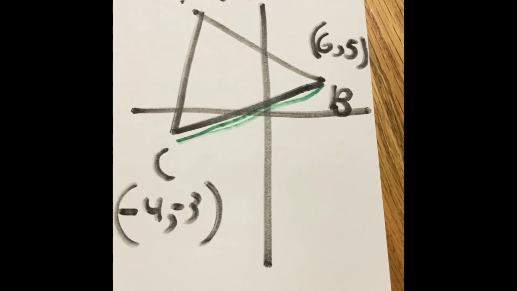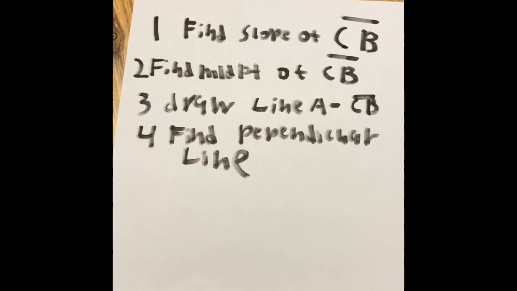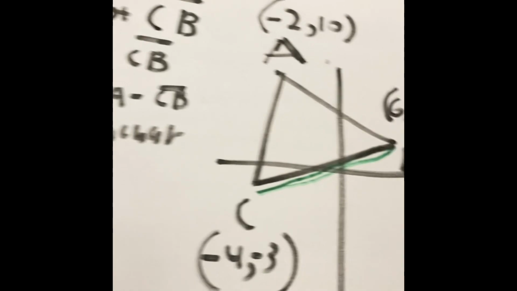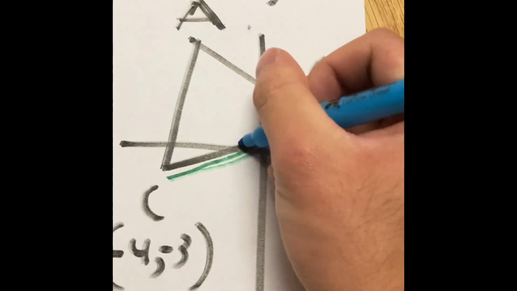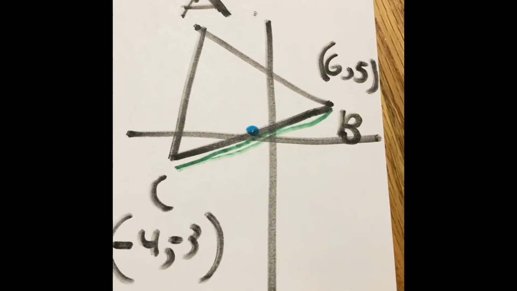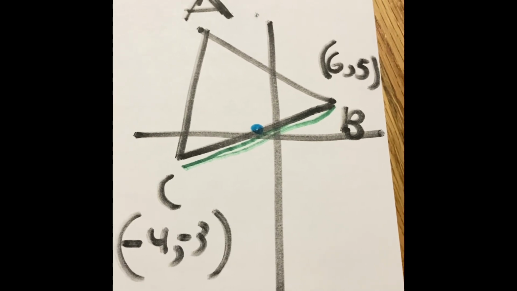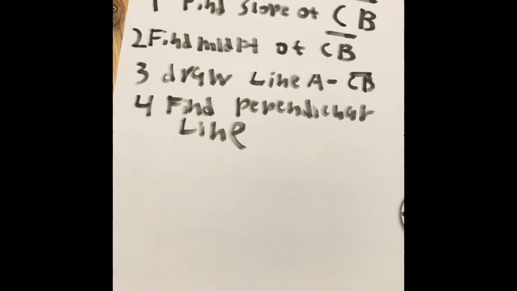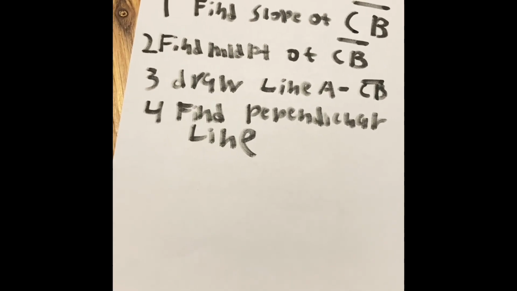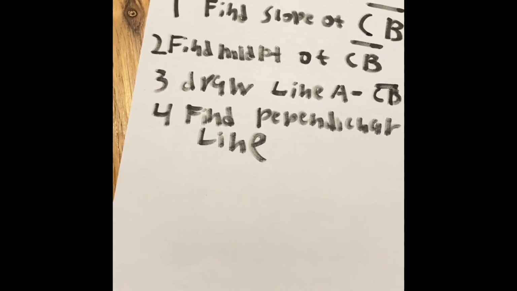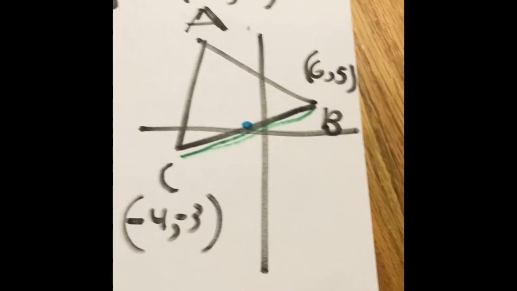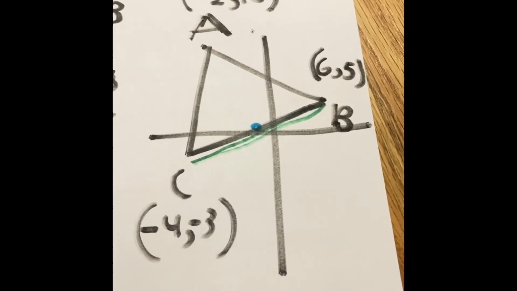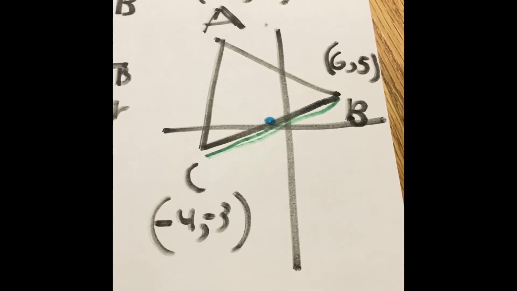We have to find, that's step number 2, the midpoint of CB. So we're going to try and find whatever this midpoint is. Number 3, we have to draw a line from the midpoint to angle A. And 4, we have to find a perpendicular line that goes along with CB. So both are perpendicular. Let's start solving.